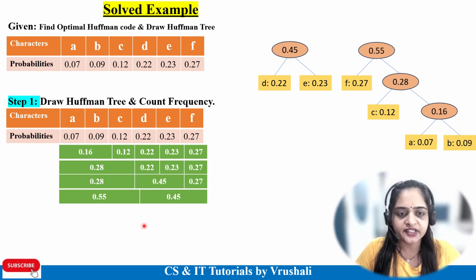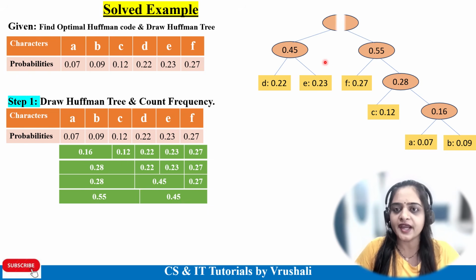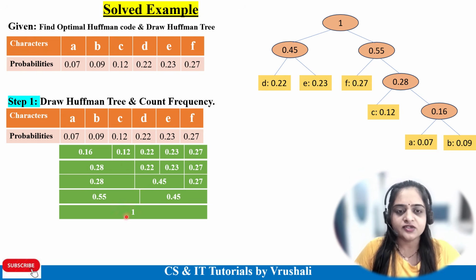So just mention here. Now we again have only two values, 0.55 and 0.45, right? So just perform addition of them and the answer is 1. Clear? So this is your one answer. So in this way you have to generate the Huffman tree. Huffman tree is always generated with a bottom to top approach. Find the minimum two values and combine, merge them. So this is your Huffman tree.